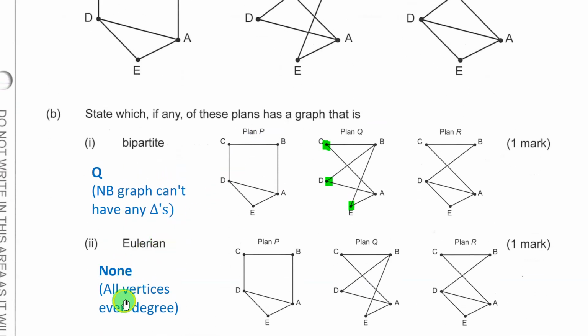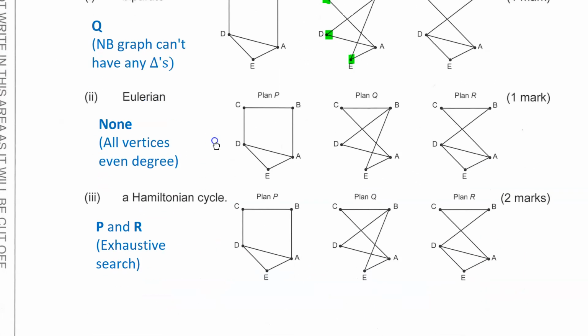And then the second one, Eulerian. So are any of these graphs Eulerian? Basically we're checking that all the vertices have got to be of even degree. So on plan P, that's not going to work. On plan Q, B is order 3, so that's not going to work. And on plan R, D is order 3, so it's not going to work. So we answer none.